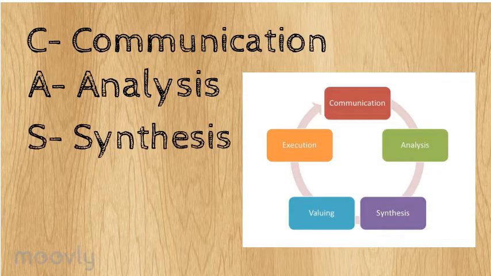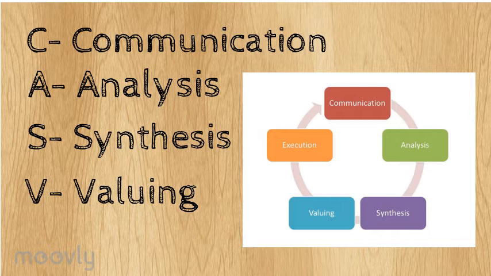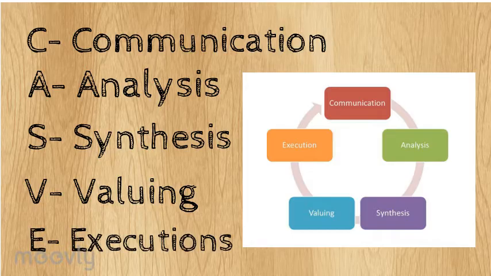S stands for synthesis. This is using the knowledge gained from stage A to do divergent thinking to brainstorm as many possible solutions as possible, then narrowing down to a list of realistic options. V stands for valuing. This is the process of choosing from an array of options and identifying priorities and using them to evaluate options. E stands for execution. This is where you implement the decision that you made.